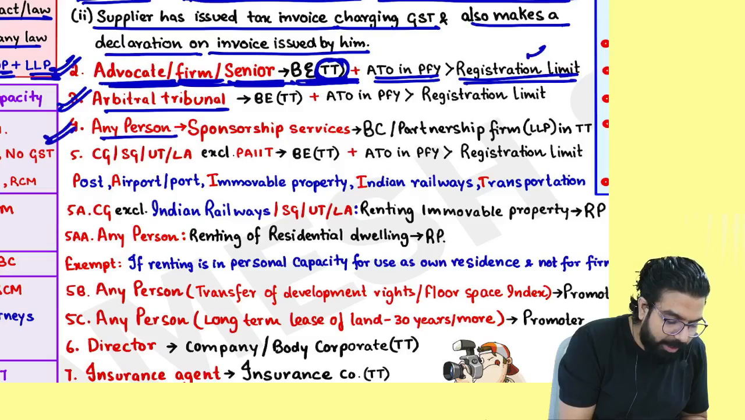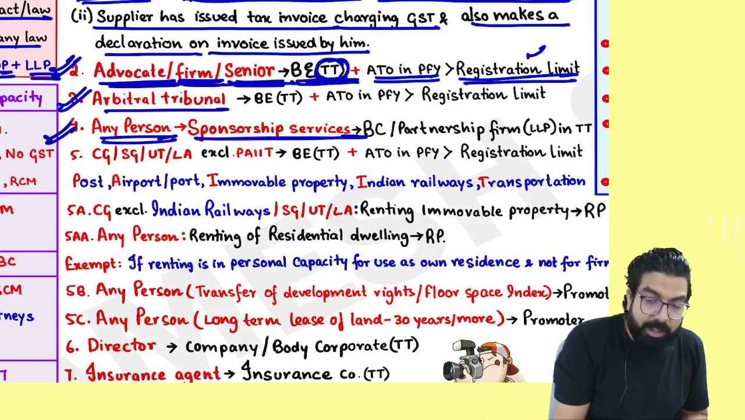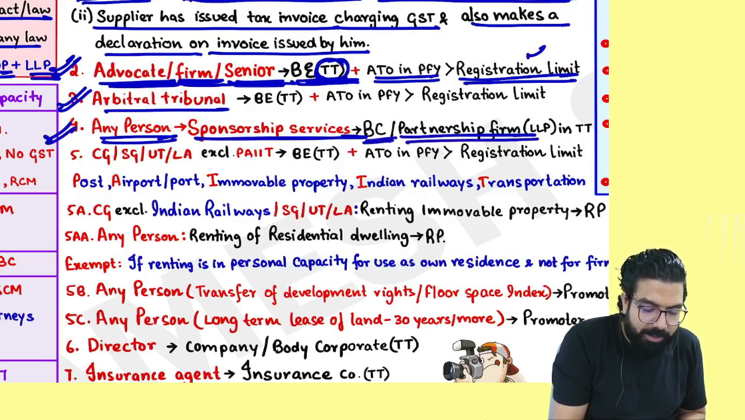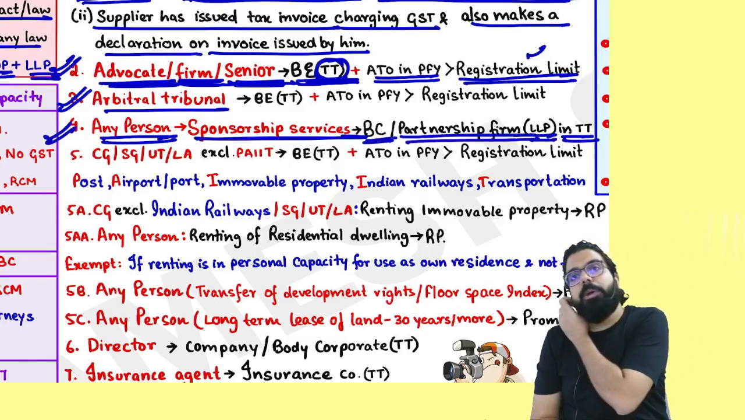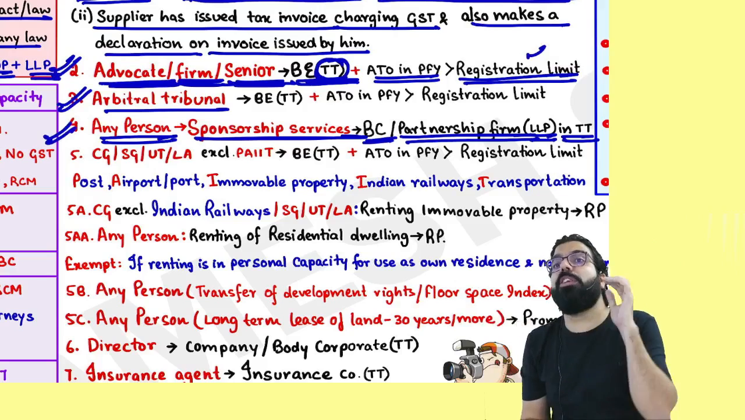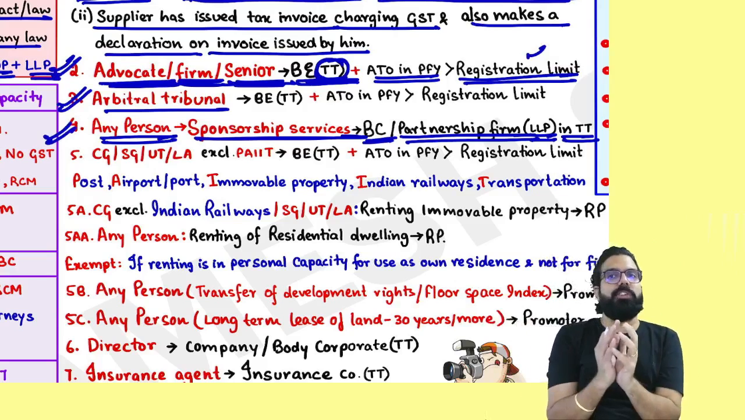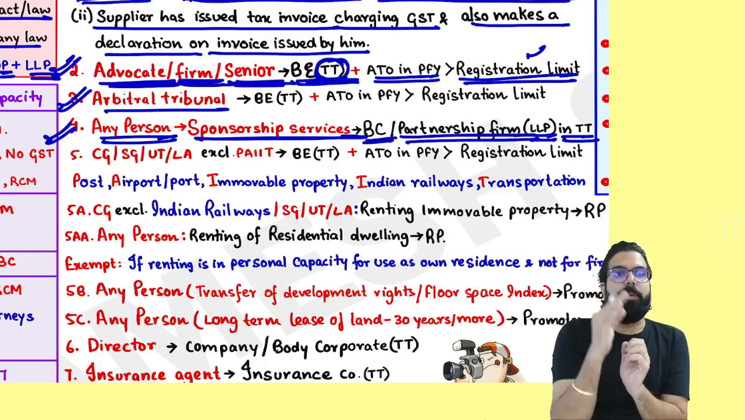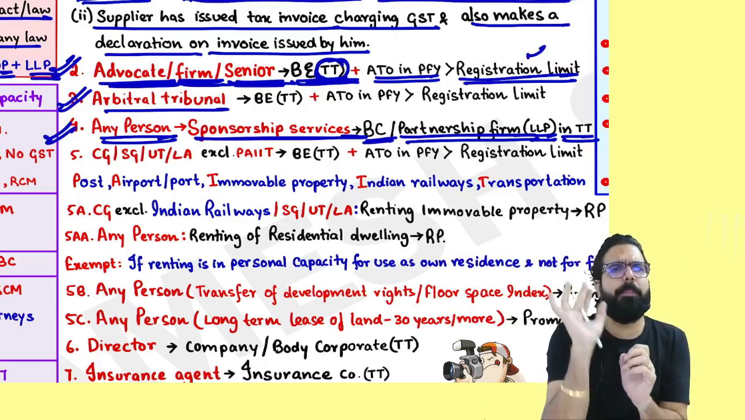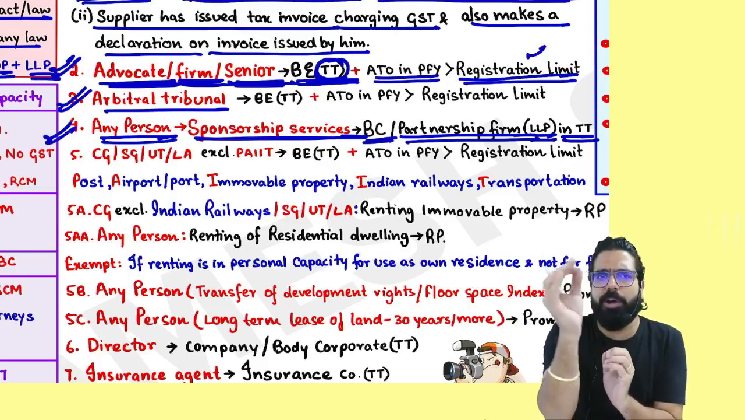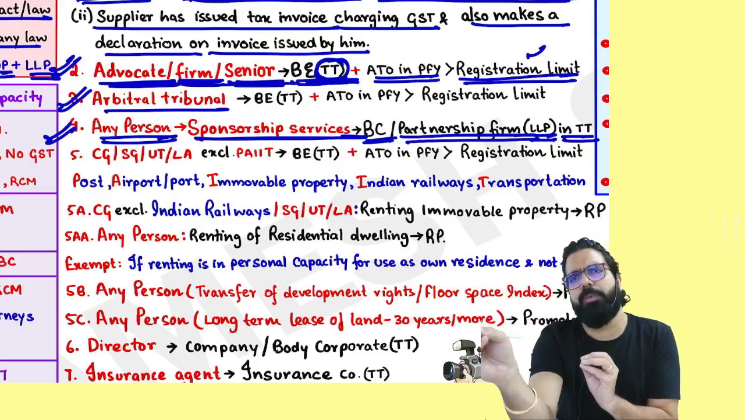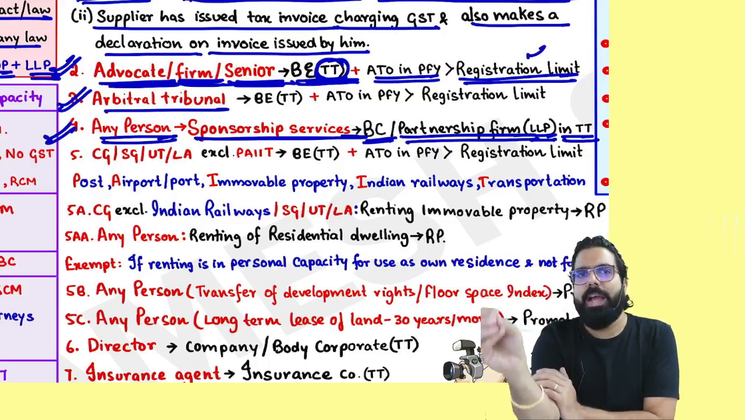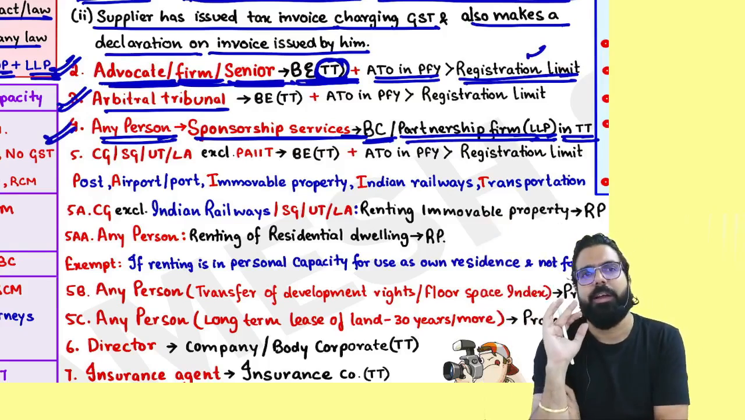The next one over here is sponsorship services given to a body corporate or partnership firm including LLP in the taxable territory. Always remember one thing, whenever sponsorship services are given, if you are giving sponsorship services to whom? Body corporate. Body corporate, as of now, you can take it to be a company. Whenever you are giving services to a body corporate, or you are giving to a partnership firm including LLP, they should always pay GST under RCM.